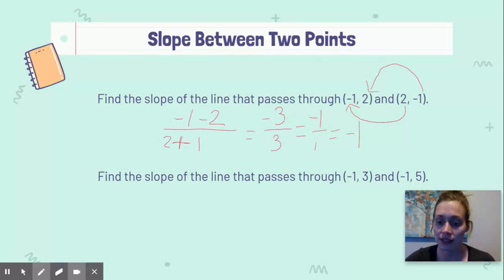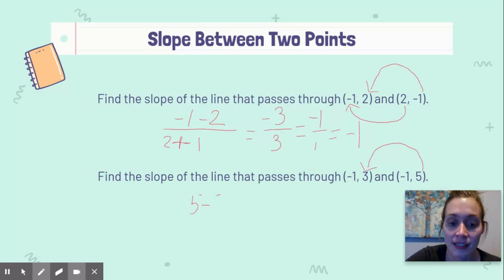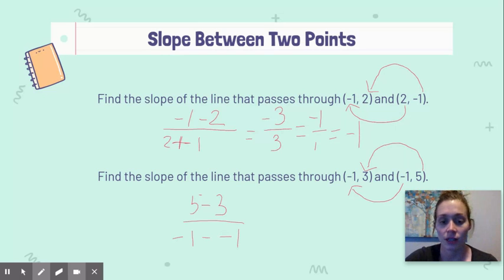Let's do the next example. So again, we subtract the y's on top. So you're going to go from y2 to y1. So we'll draw our arrow from the second y to the first y and subtract them. We'll do 5 minus 3. And then we'll draw our arrow from the second x to the first x. And we'll do negative 1 minus negative 1. And so then we just subtract to get our answer. So we know 5 minus 3 will give us 2.